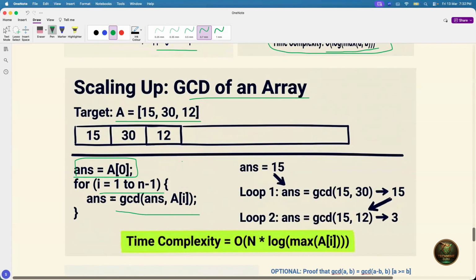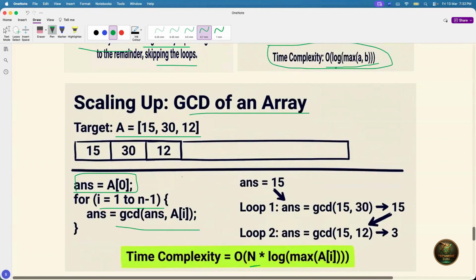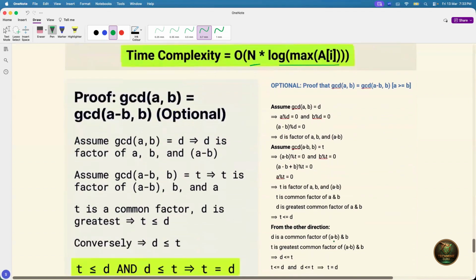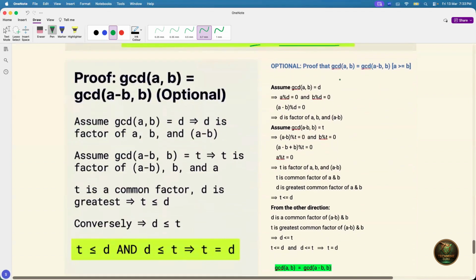So what is the time complexity? Since we are running a loop from I is equal to 1 to n minus 1, it is O of n times the time complexity of GCD of two numbers. We simply have to keep that formula, but instead of max of A comma B, we will keep the complete array, like max of A of I.